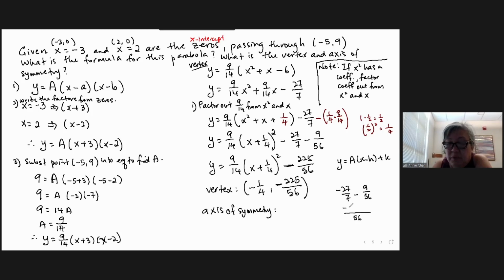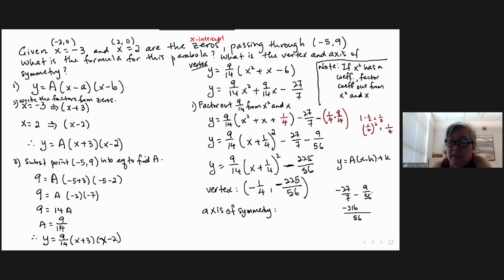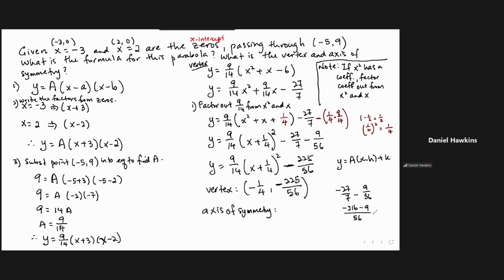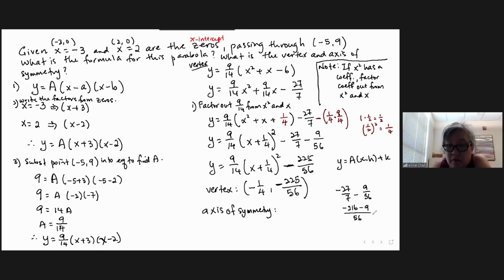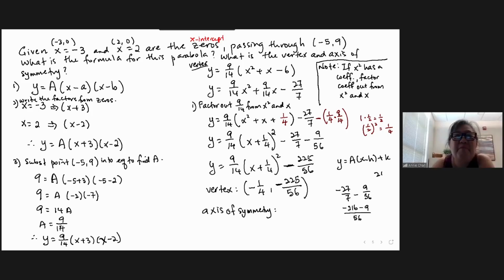So this was negative. What was it, Daniel? 216 over 56. Oh, yeah, 216. So 56 divided by 7 is 8. 8 times 27 is 216. Minus 9. Did I calculate it correctly? 216 plus 9 is 225, right? Yeah, 225.